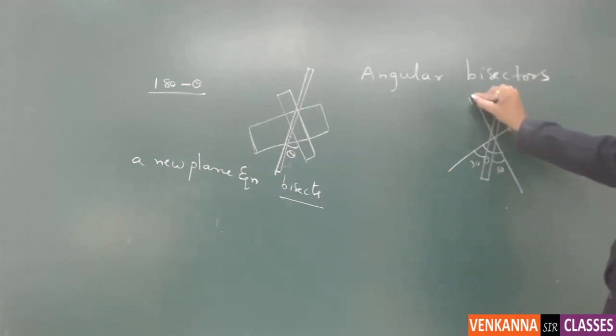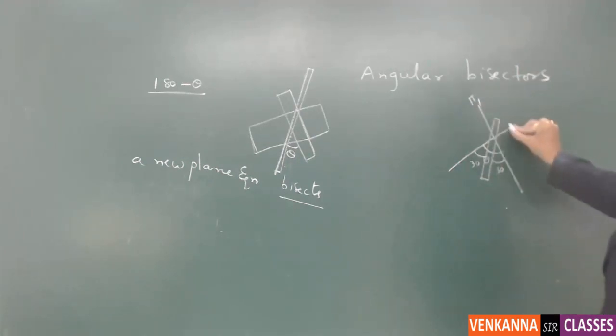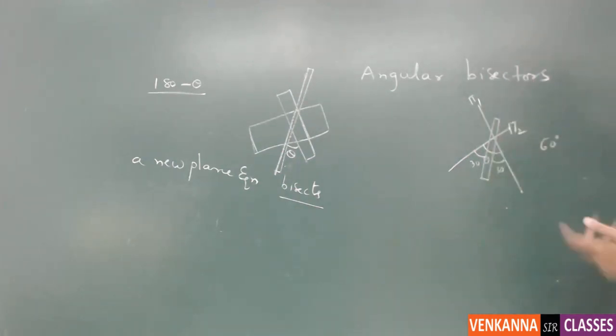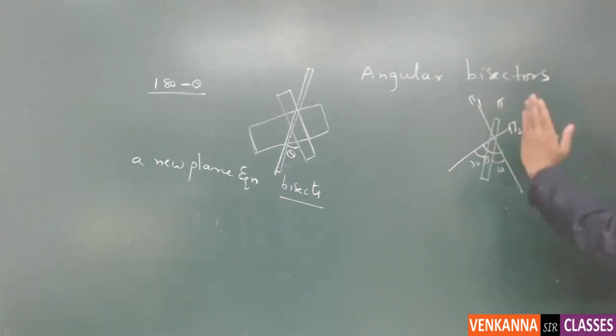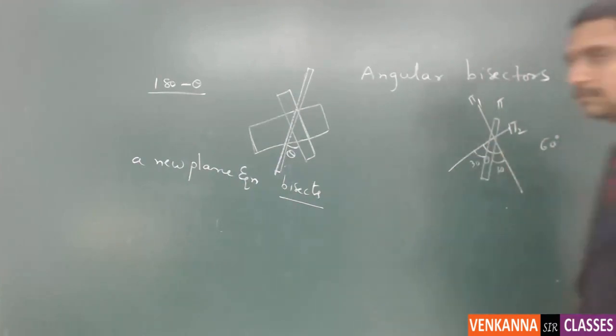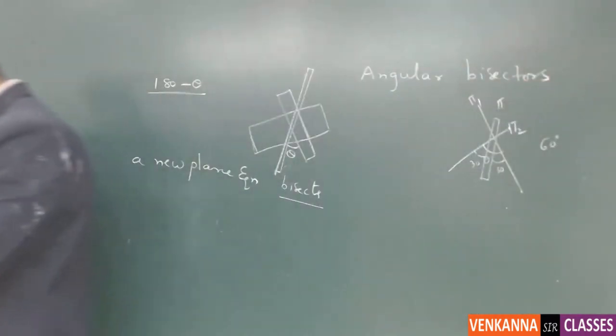If this is plane 1 and this is plane 2, the new plane, say pi, bisects the angle in two equal halves, 30 and 30, depending upon the angle. If it is 90, it will be 45 and 45. So if we calculate the angle between pi 1 and pi, it is exactly half of the angle between these two. Okay? Clear to everyone?